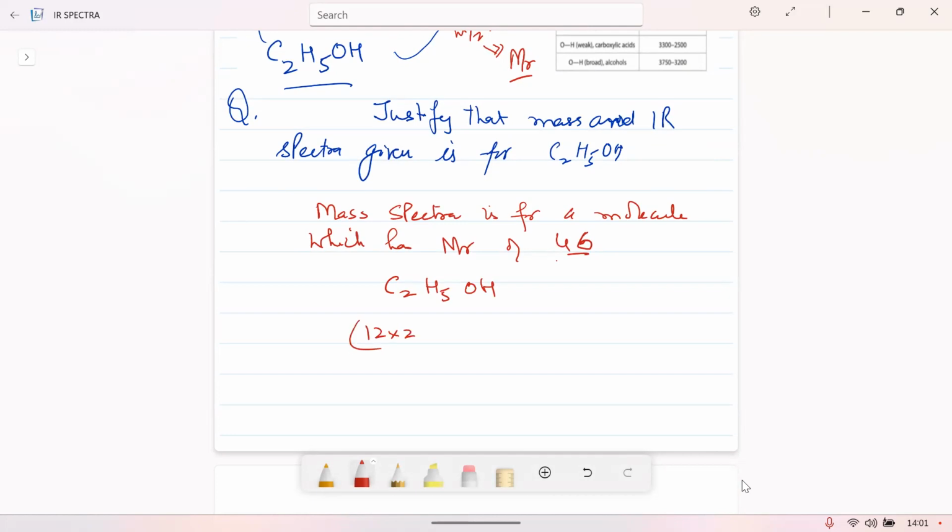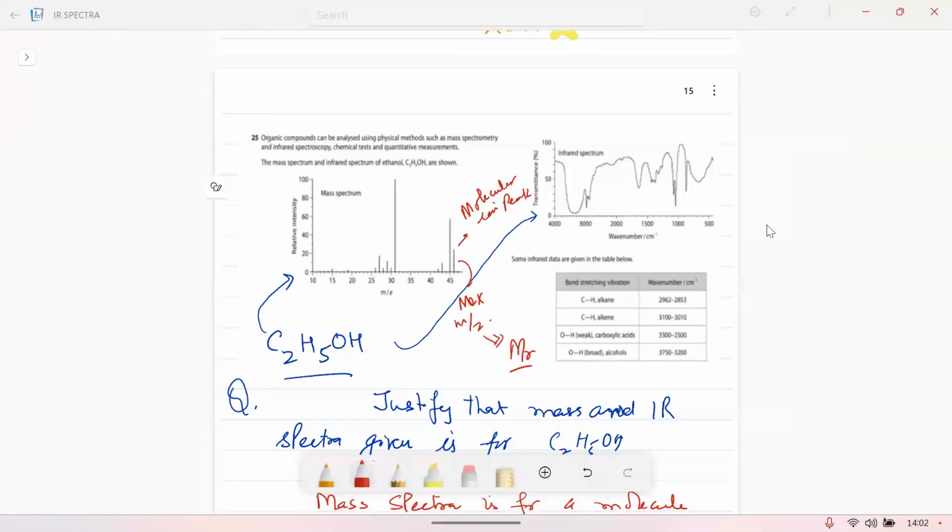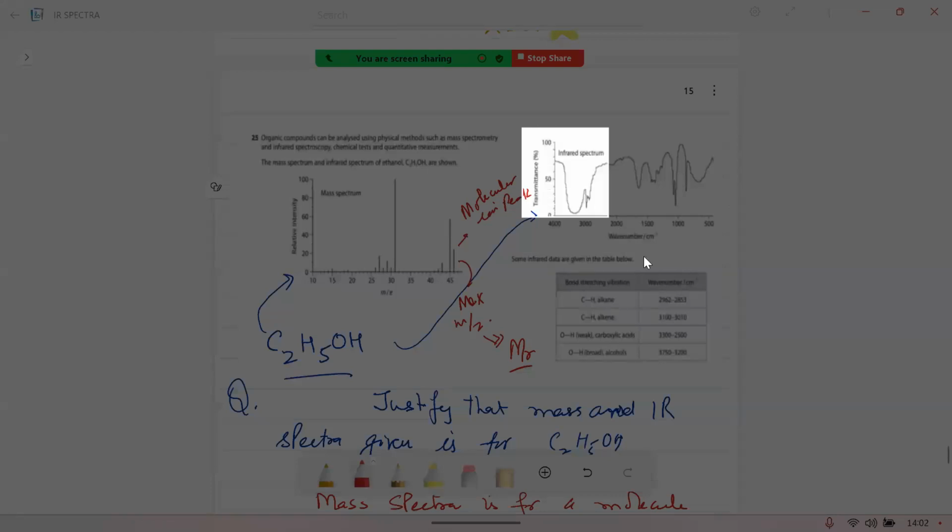12 into 2, plus 5, plus 16, plus 1. So 24 plus 5, and this is 17 over here. So this will be equal to 46. This clearly shows that the Mr is for C2H5OH. That's one thing. The next thing is we have to look at the IR spectra to figure out whether it is actually the alcohol or not.